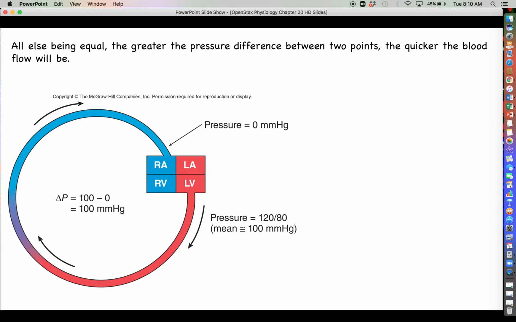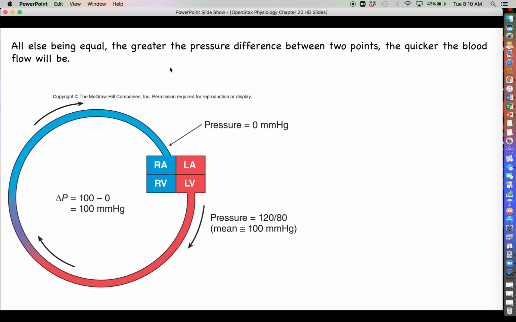So here's a very similar looking diagram in which you can see venous return going back to the right atrium in blue and cardiac output coming from the left ventricle in red. So if everything else is equal, and everything else is something that we'll discuss fairly soon, if the only thing that we're considering here are pressure gradients, then the idea is that the greater the difference in pressure between the two points is, the quicker the blood flow will be.